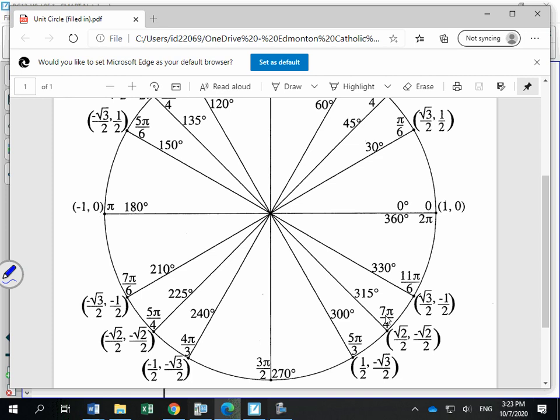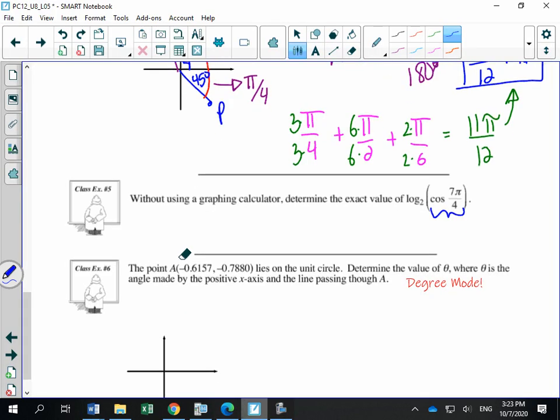So the cos of 7 pi over 4 on our unit circle, here's 7 pi over 4. The cosine is always your x. So the cosine of 7 pi over 4 is root 2 over 2. So this would be log base 2 of root 2 over 2. Okay, how could we clean this up? What I hope you could see is both of these are going to be base 2. So let's rewrite this as a fractional exponent.